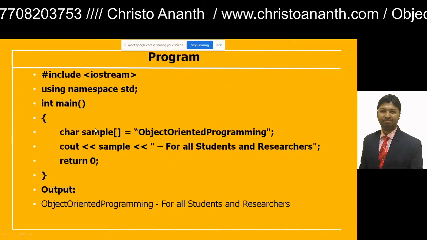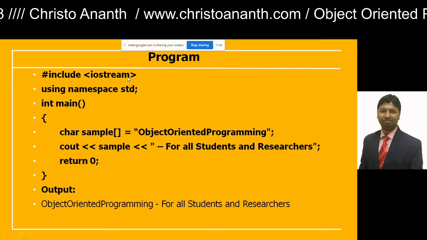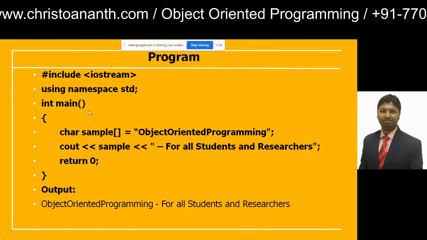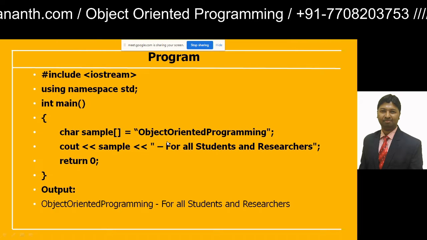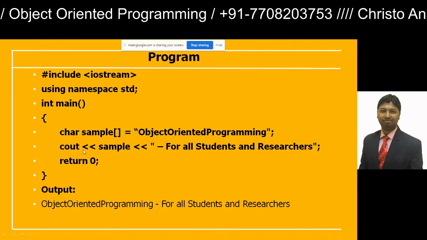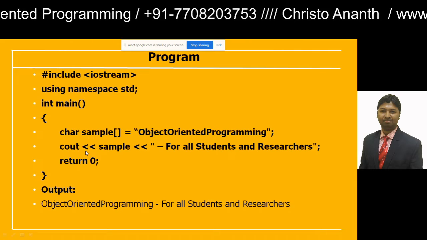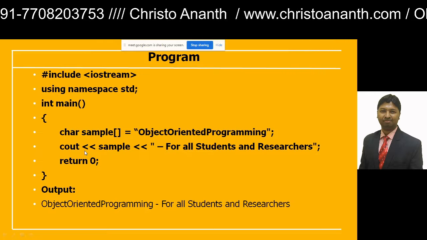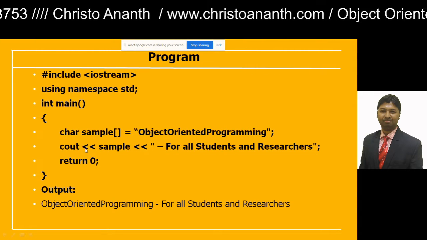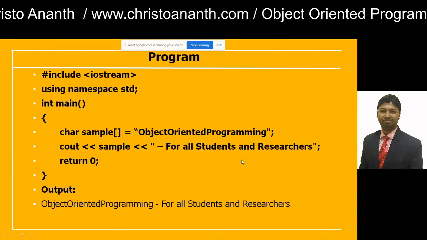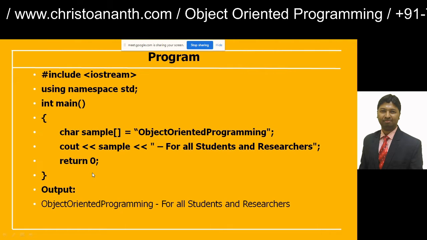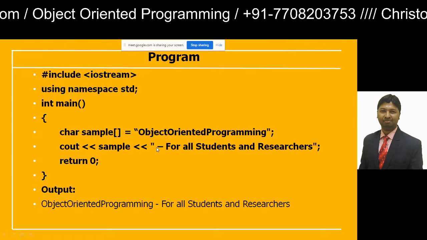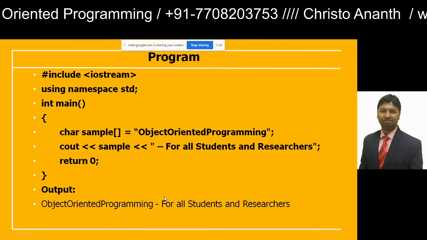So in the program, you start with #include <iostream>, using namespace std, in the main function, a string sample, "object oriented programming". Here you use the double less than symbol, which is what I'm talking about, so it's being inserted in order to display the results. So cout << sample << " for all students and researchers", and then return 0. You are going to get the output as object oriented programming, hyphen, for all students and researchers.